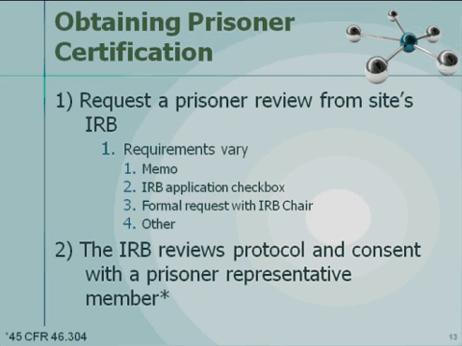So, the process for obtaining prisoner certification: the first thing you want to do is request a prisoner review from the site's IRB. This is going to be done a variety of ways. It may be a memo. It may be a checkbox on your IRB application. You may have to formally request it to the IRB chair. You may have to go to Joe's office and bring up some donuts and say, hey, we really need a prisoner review on this. It's going to vary. You're going to have to figure out with your individual IRB how they do this.